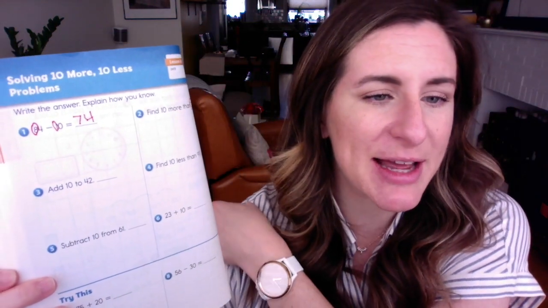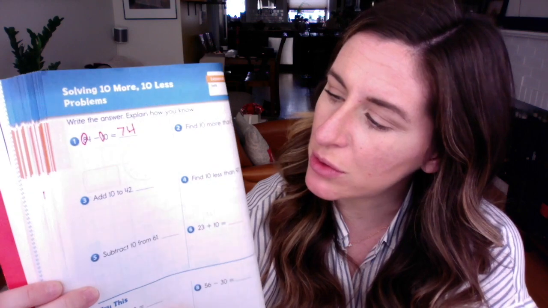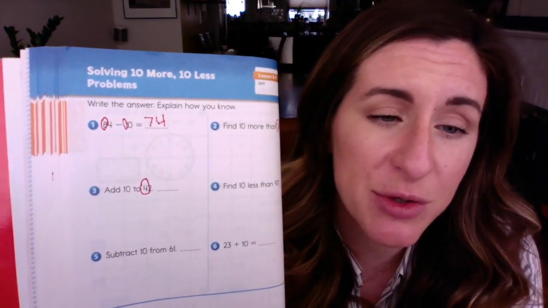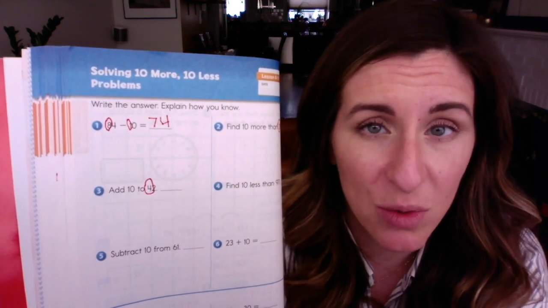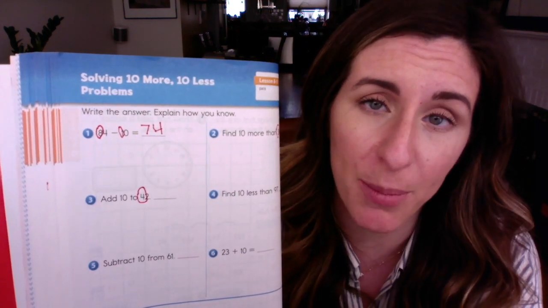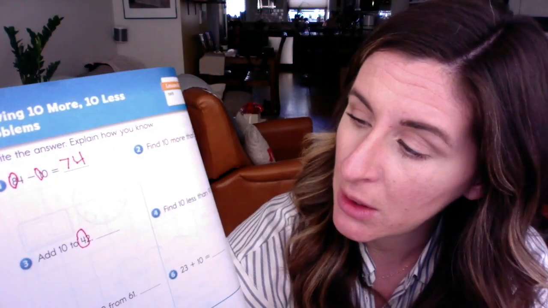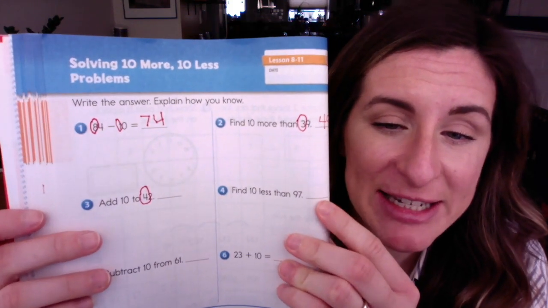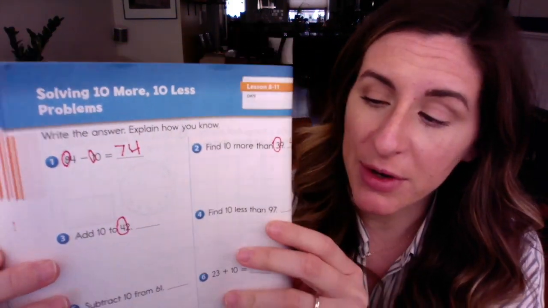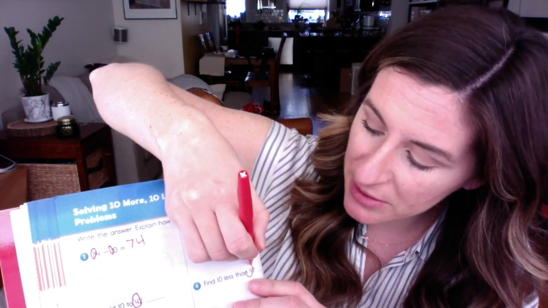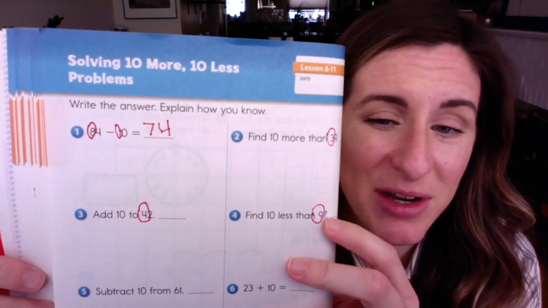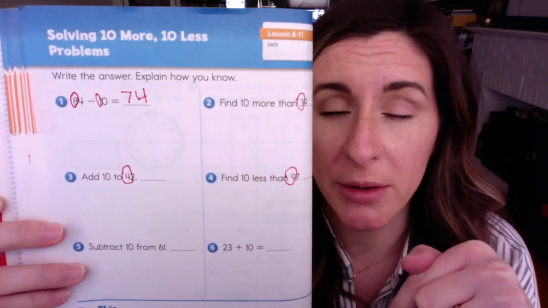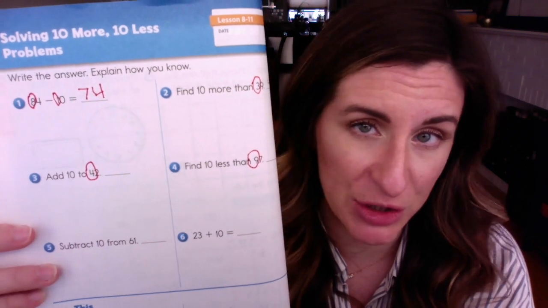Okay, number 3 says add 10 to 42. Again, here's my number in my tens place. I'm going to let you solve this one. Add 10 to 42. What would that tens place look like if it went up 1? Number 4 says, find 10 less than 97. Well, the number 9 is in the tens place. I'm trying to find the number that is 10 less than 97, so 9 is going to go down 1. The number in the ones place isn't going to change.